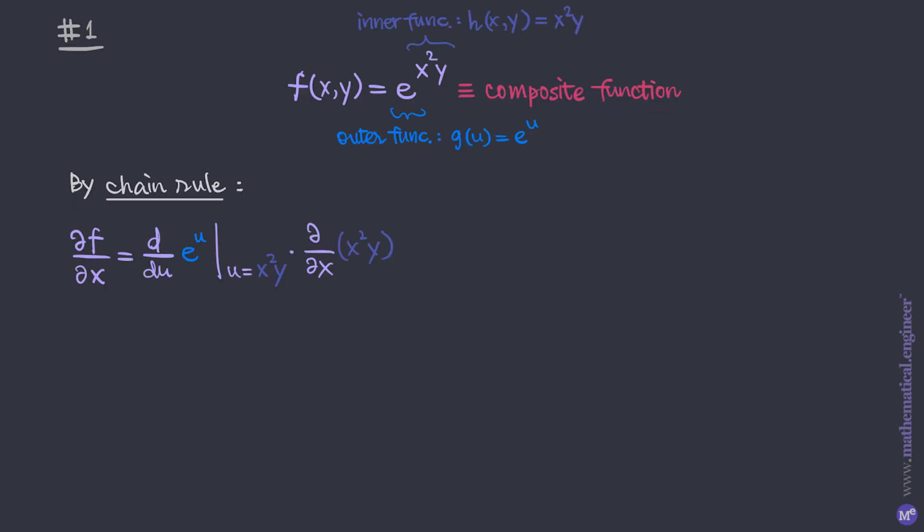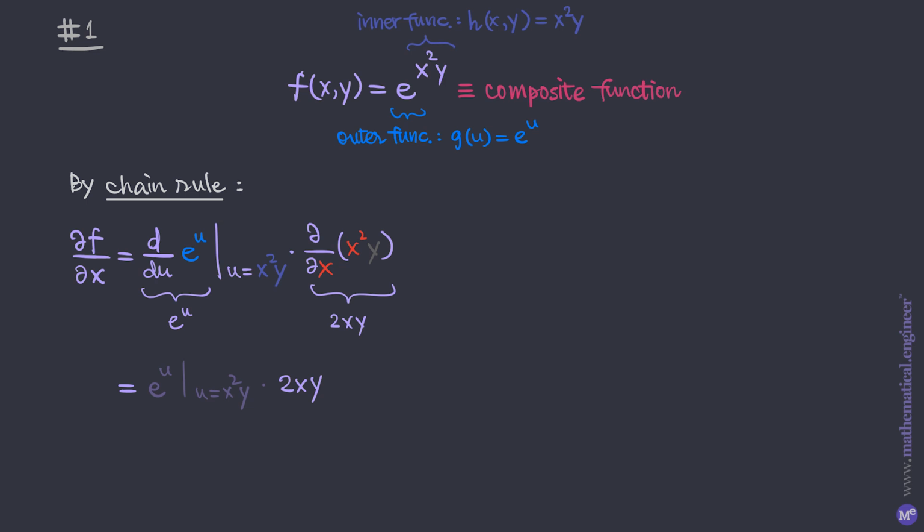Alright, let's pick up where we left off. The derivative of the exponential is itself, so we have the outer function e to the power of u evaluated at the inner function x squared times y in the first part. To compute the partial of the inner function with respect to x, we hold y constant. So factoring y out of the partial, we end up with differentiating x squared with respect to x, which is 2x. Altogether, the second part is 2xy.